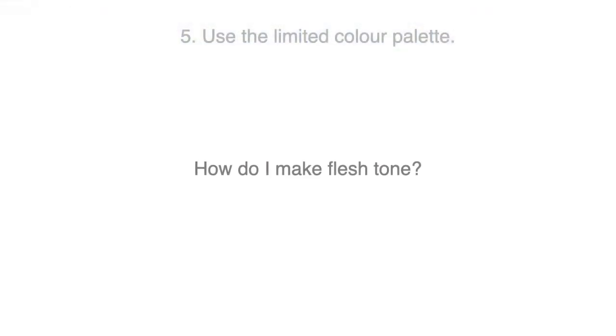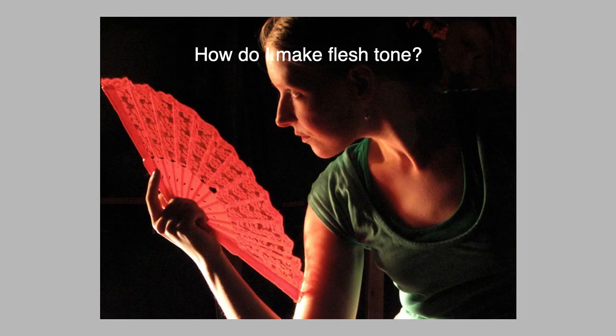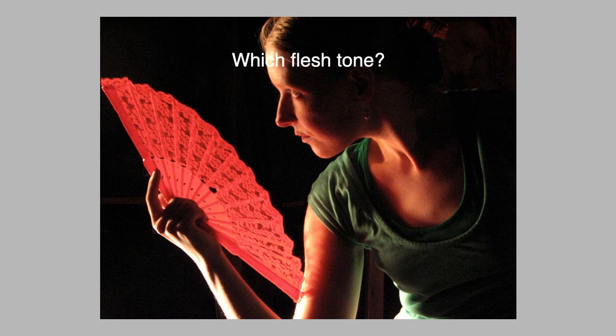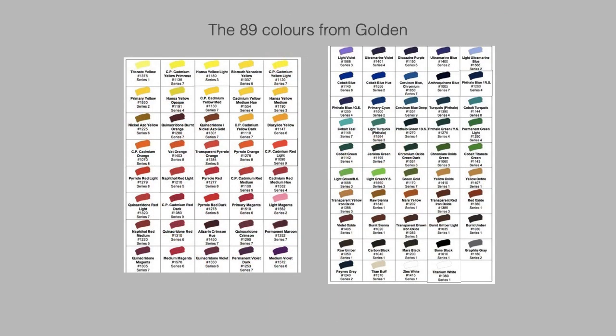So when I have a student say, how do I make flesh tone? My first question isn't about how do you make flesh tone, which is an idea. I don't want you to have the idea of flesh tone. I want you to have the observation. So my question is, which flesh tone? Now, we're using Golden colors, and of the 89 colors from Golden, not one of them is called flesh tone. But these are the only colors you get to use in my class.